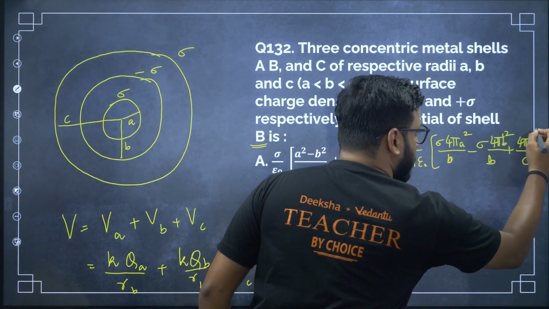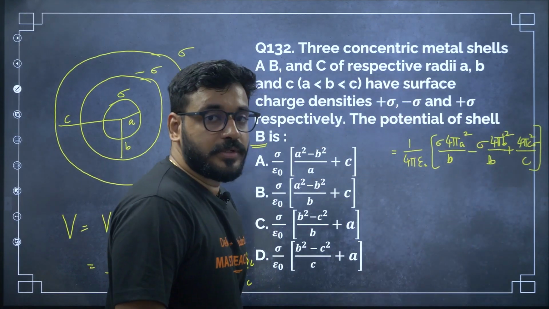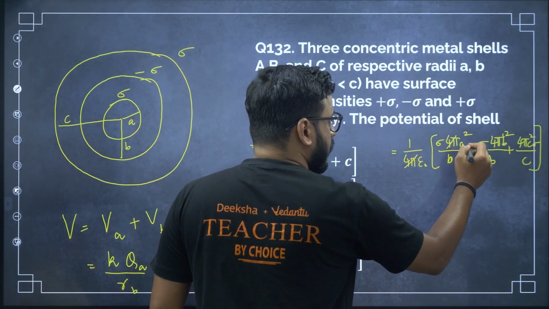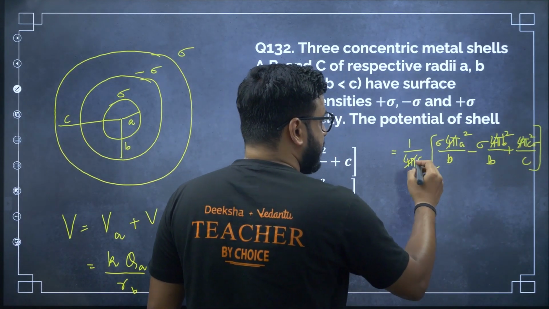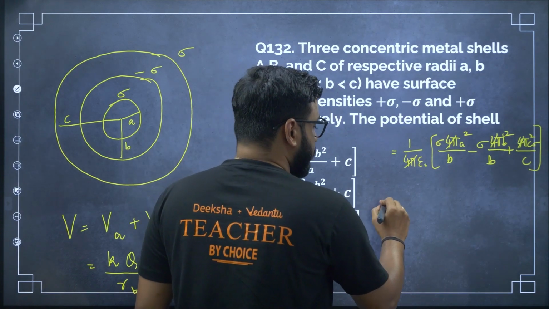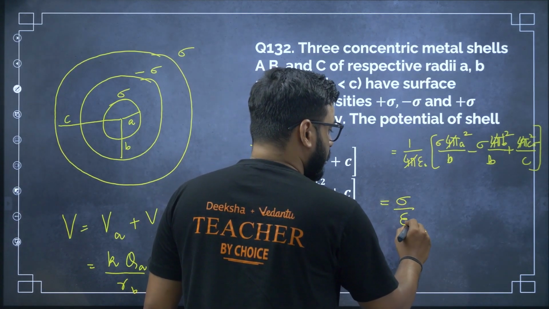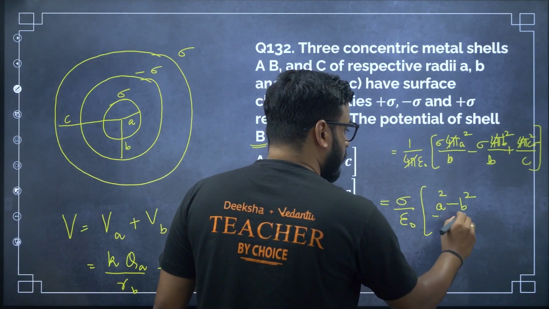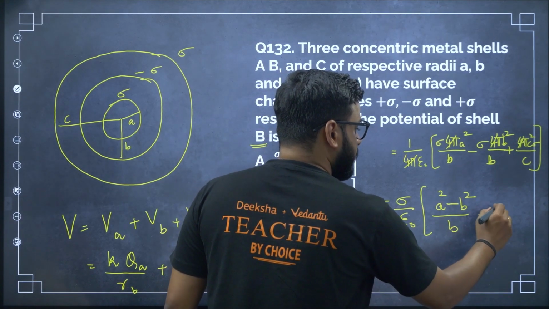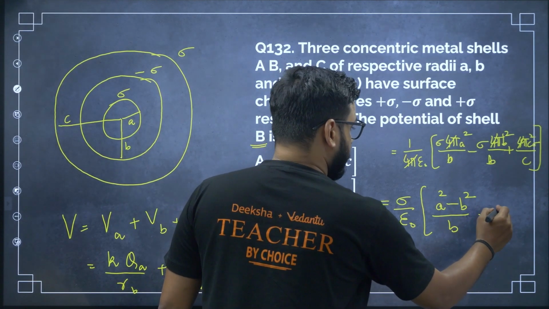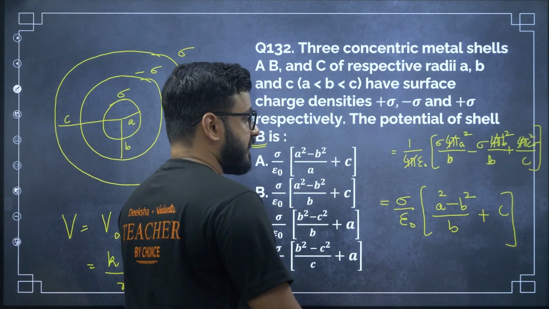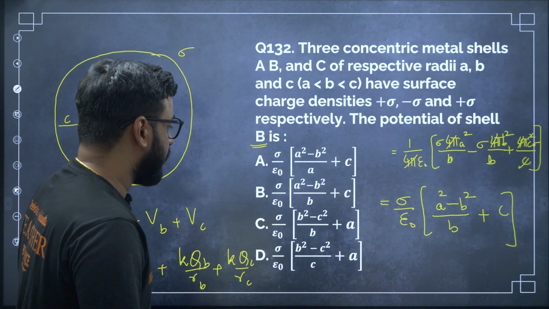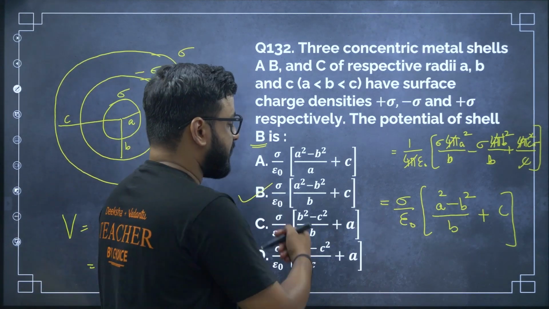Okay, so now cancel all the common terms, that is 4 pi will get cancelled everywhere, sigma will come common outside, so we have sigma by epsilon naught, B is common, A square minus B square by B plus C, okay, because C and C square will get cancelled once again, C. So the correct answer over here is option B, okay, which is matching to our answer.